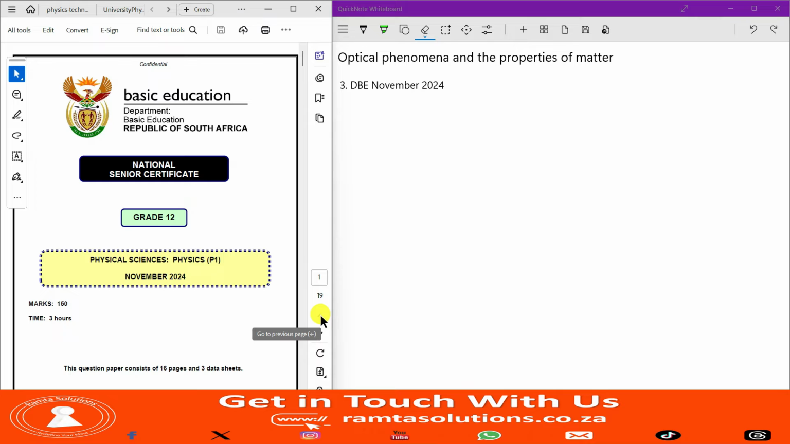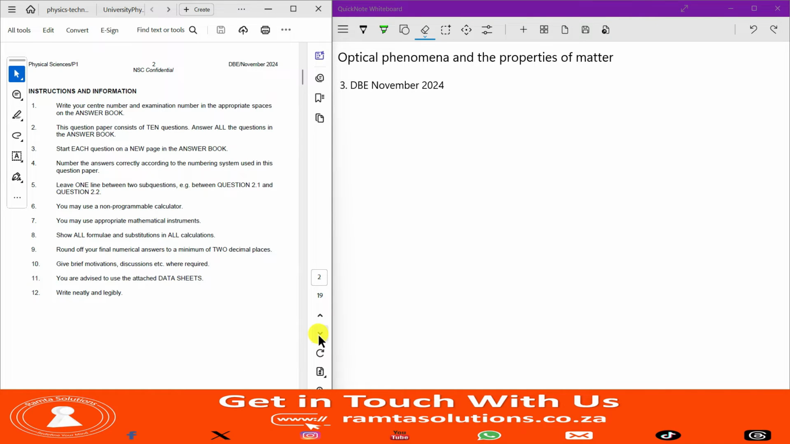Welcome to your grade 12 Physical Sciences exam prep on optical phenomena and the properties of matter. Today, the question paper we are looking at is the Department of Basic Education's November 2024 Physical Sciences Paper 1. Because this is an examination, it's important that you read all the instructions.